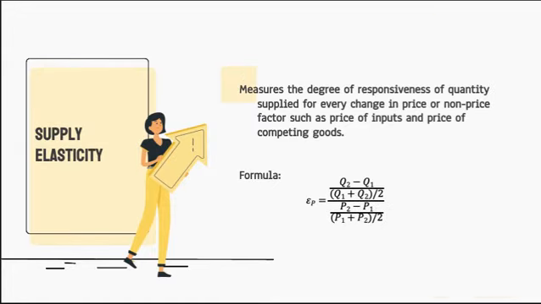Finally, down to the last topic, elasticity of supply. It measures the degree of responsiveness of quantity supplied for every change in its determinants. In this unit, we will only consider price as its factor, thus we have price elasticity of supply. Price elasticity of supply measures the degree of responsiveness of quantity supplied for every change in price of a particular product. We can only derive a positive elasticity coefficient in this type of elasticity since price and quantity supplied are positively related.